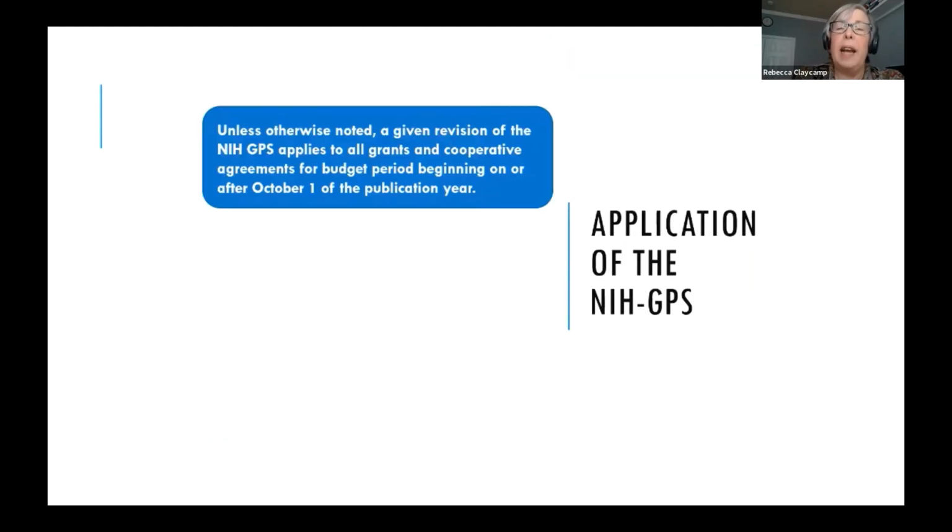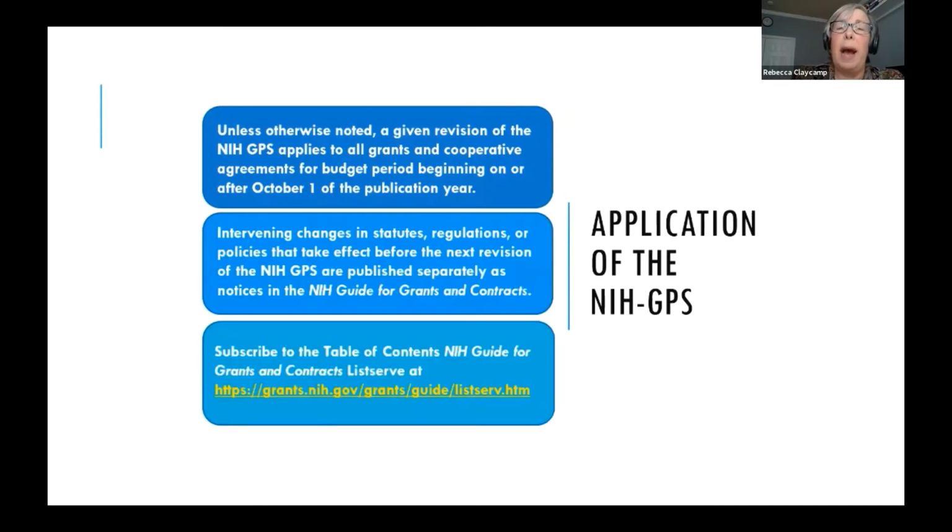Okay, next slide. The application of the grants policy statement: unless otherwise noted, a revision applies to all the grants and cooperative agreements from October 1st of the publication year for that budget period. If there are any intervening statutes or regulations or requirements that come out, they are published in the NIH Guide for Grants and Contracts.